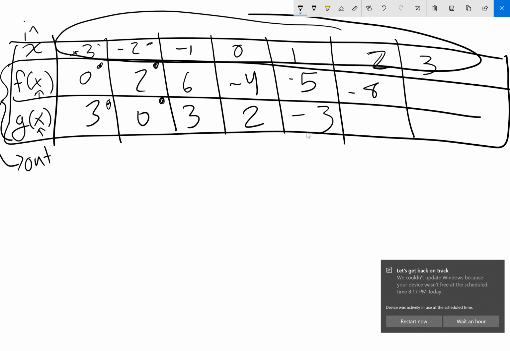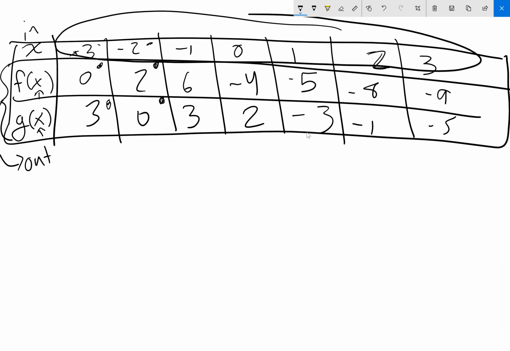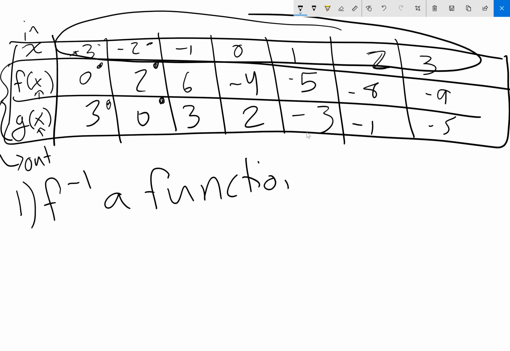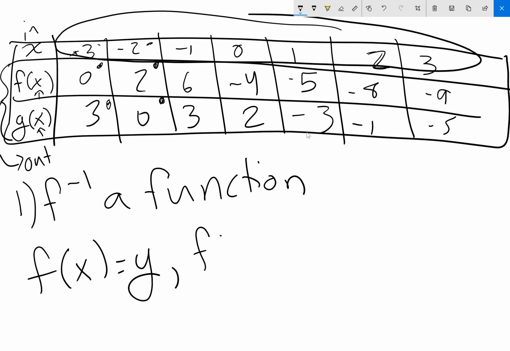So let's finish this. -8, -1, -9, -5. Okay. So it asks first, is f inverse a function? So if we had, let's say, f of x equals y, the inverse is like you're turning it inside out, right? So it would be f inverse y equals x.